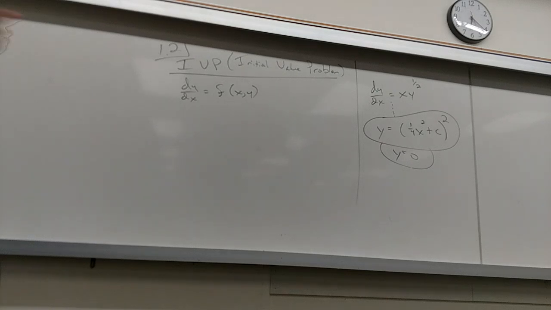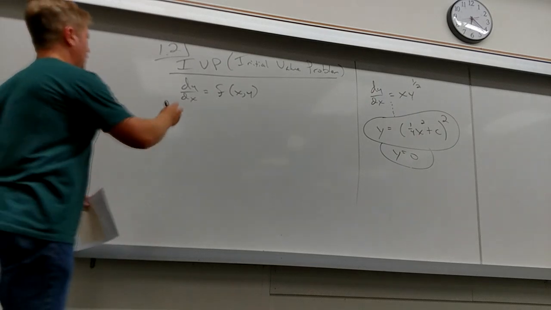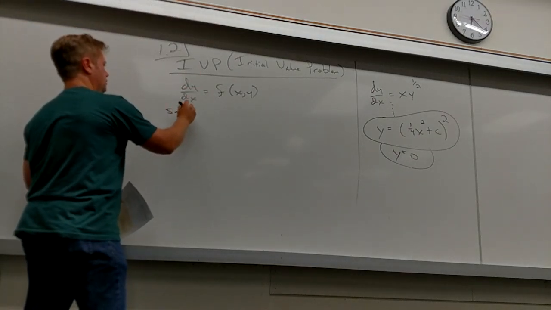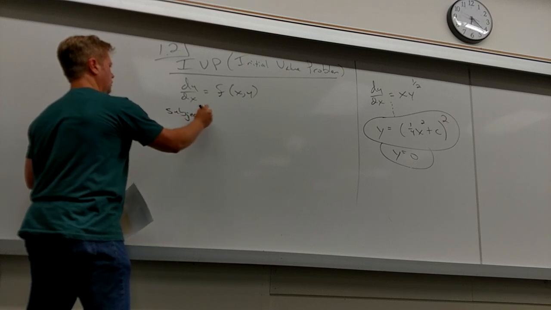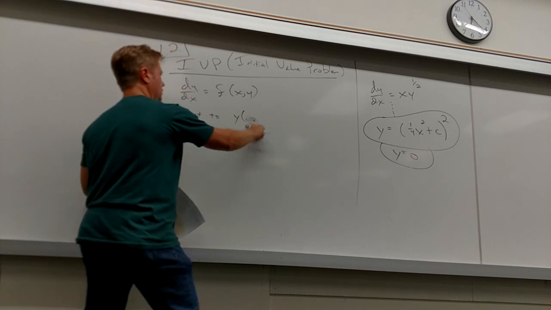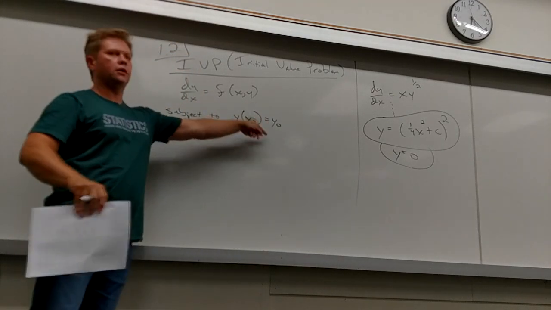Now, is this necessarily linear? We don't know, because it depends on what little f does to x and y. So this is just some first order DE, and I say solve this subject to y of x naught equals y naught. So like y of 0 equals 3.